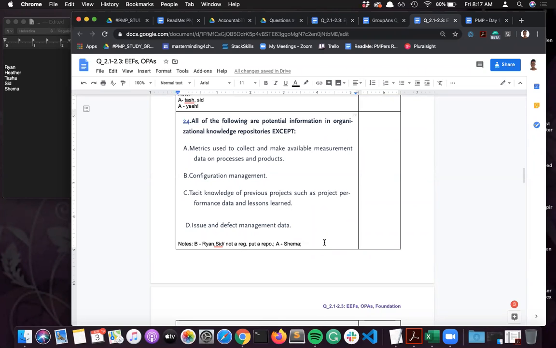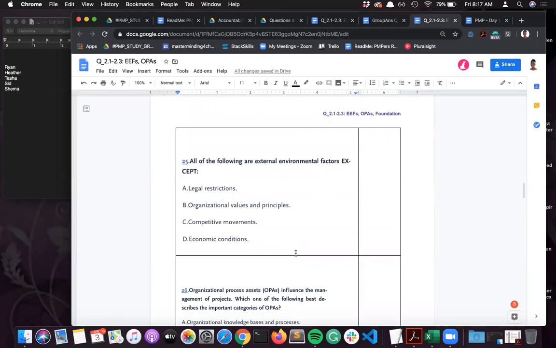Right. But tacit knowledge is personal and difficult to express, and is generally not found in organizational knowledge repositories. One of the important purposes of knowledge management is to transform tacit knowledge into explicit knowledge, which can then be stored in repositories. Right. Answer C.